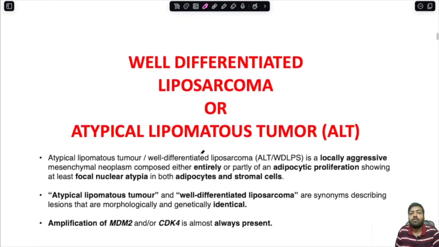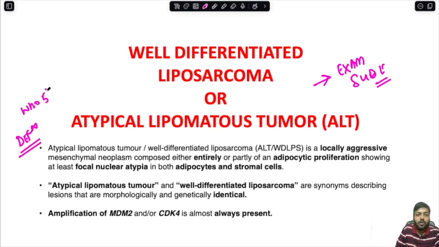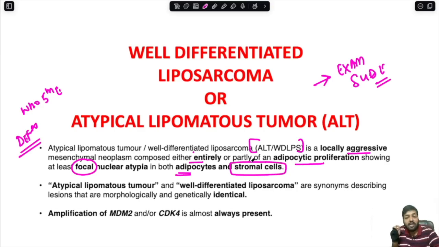So now first we are going to start with the well differentiated liposarcoma or atypical lipomatous tumor. So again, a very important exam slide. Okay, so atypical. First we are going to see the definition which has been given in accordance with the WHO 5th edition. Atypical lipomatous tumor or well differentiated liposarcoma, we call it ALT or WDLPS. It is a locally aggressive mesenchymal neoplasm composed either entirely or partly of an adipocytic proliferation showing at least focal nuclear atypia in both the adipocytes as well as the stromal cells. So atypia is not only confined to the adipocyte, but is also seen in the stromal cells.